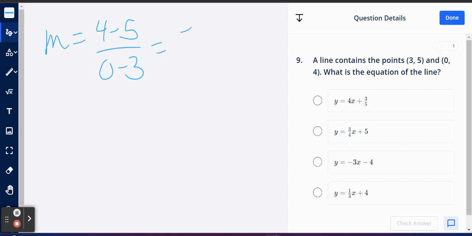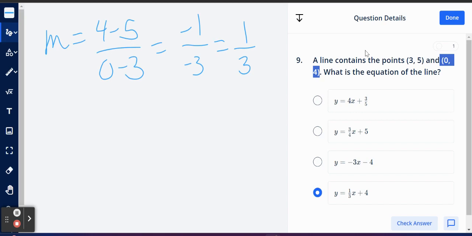Which is negative 1 over negative 3, which is 1/3. So we take a look at our answers, and there is only one equation that has a slope of 1/3. It's right here, right? And we could double check because the y-intercept is 4, and (0, 4), this point right here, is on the grid, so that is the y-intercept.